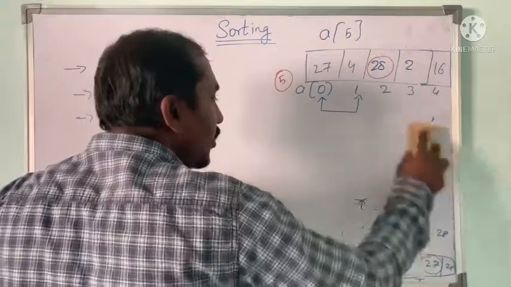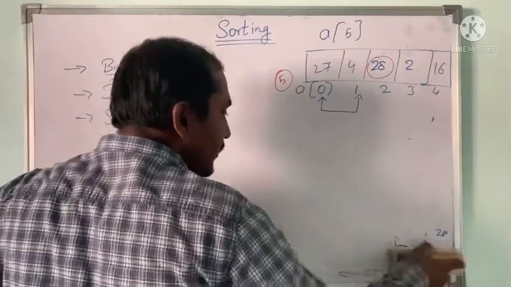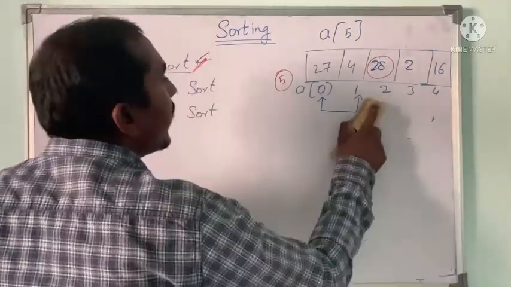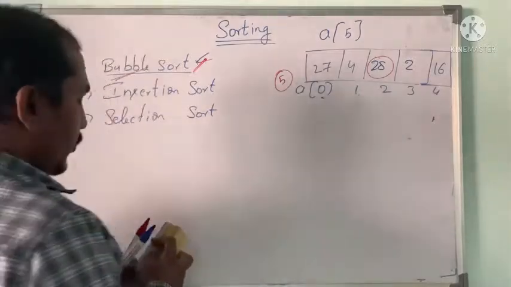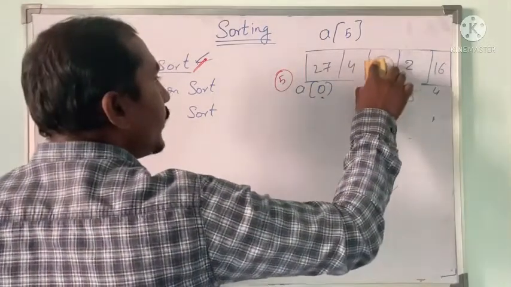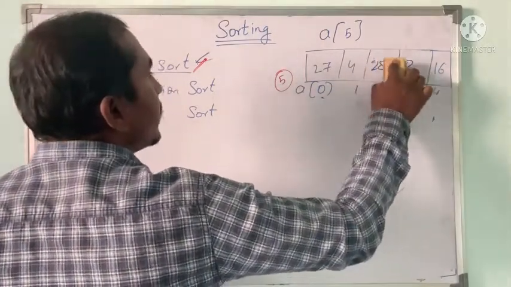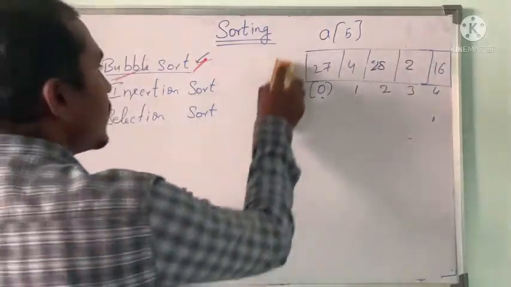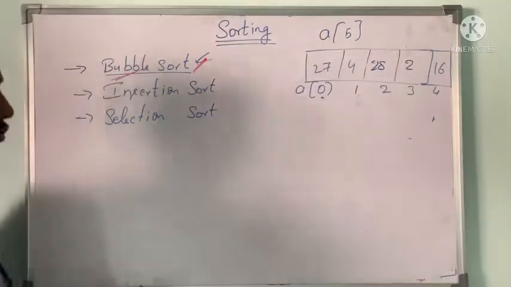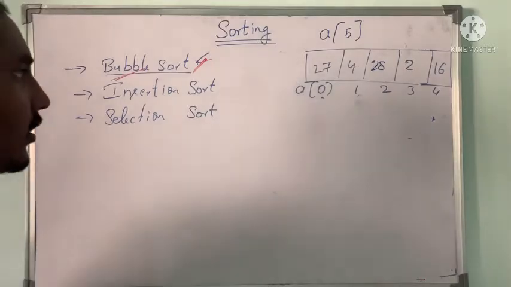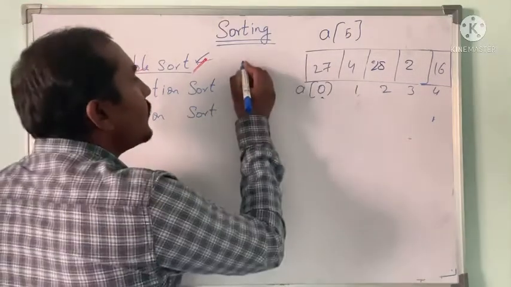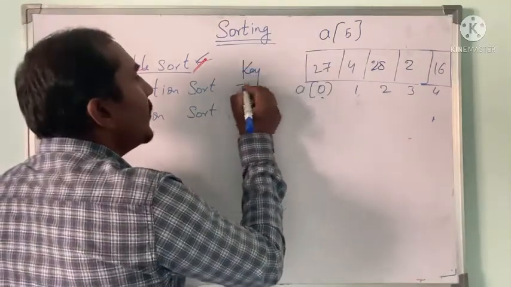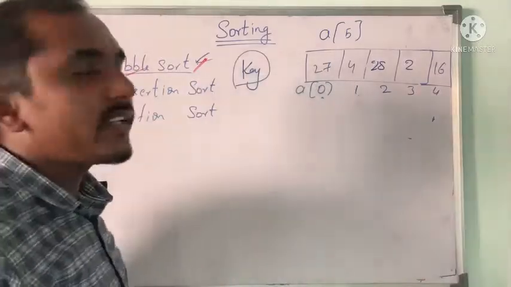So insertion sort is something like, if you have these elements like 27, 4, 28, 2 and 16. I will consider the same elements. Now if I want to implement insertion sort, in that case we are going to consider something called a key element. Okay, what is a key element?